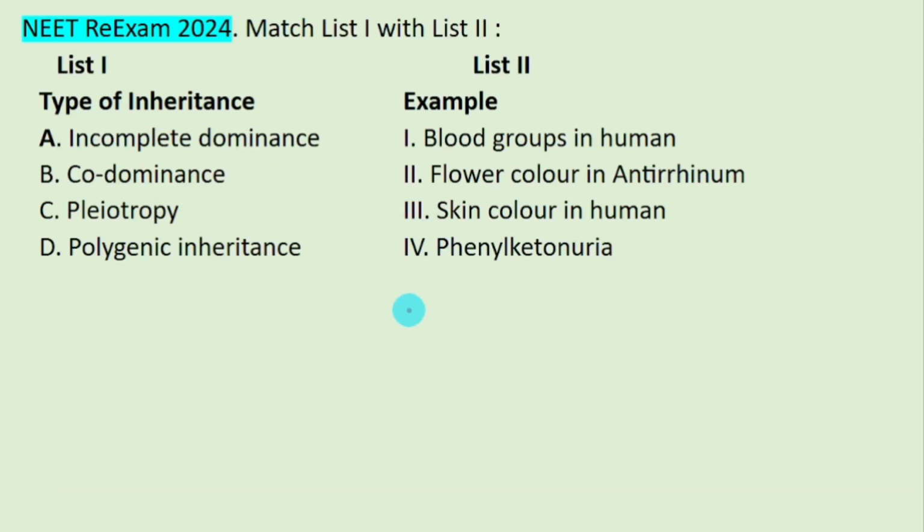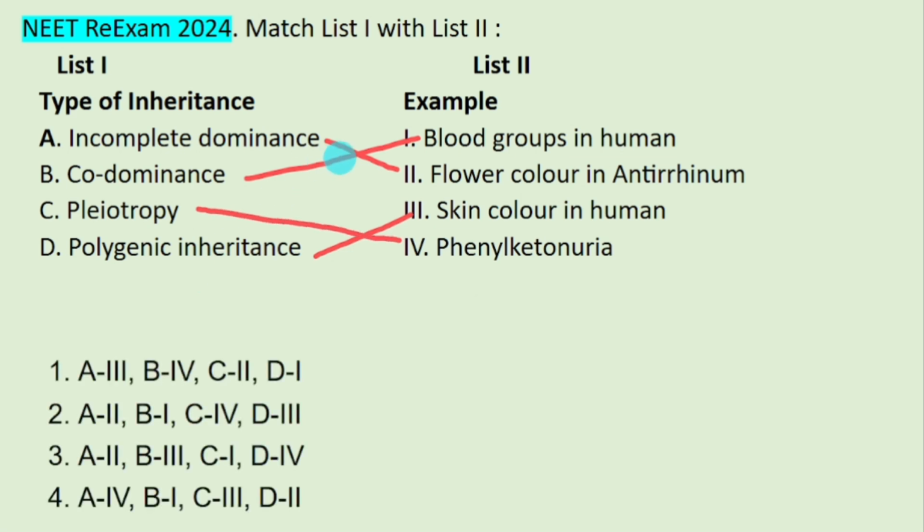Next one, again match question. So blood group in humans, this is multiple allelism or we can say codominance. B1. Flower color in antirrhinum, this is snapdragon, so it will be incomplete dominance. A2. Skin color in human is polygenic inheritance. D3. And last one, phenylketonuria. This is example of pleiotropy. One gene, multiple phenotypes. So we have A2, B1, is option 2.